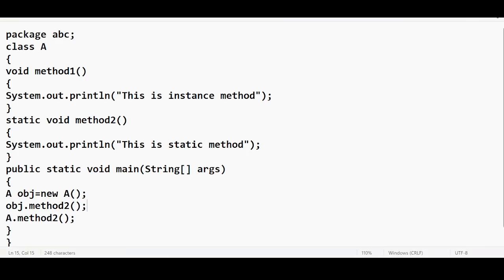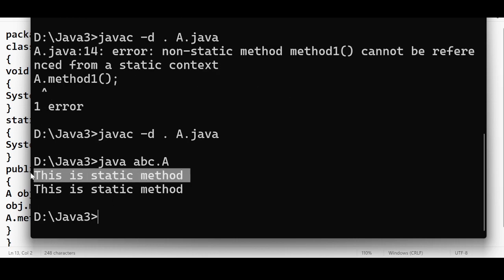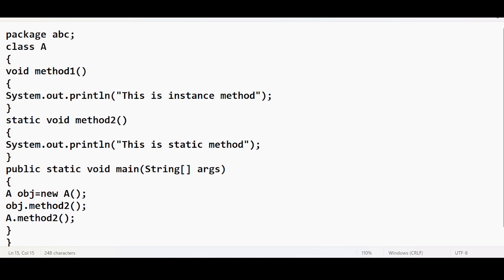See, let me run this. Compilation is successful. So this is static method. Why is it printed two times? This is one method called, first call. So for the first call, this M2 method will be executed, so the output is going to be this is static method in the console. Second method call. I am calling the methods in two ways. First way I am choosing the object reference. Second way I am choosing the class name. Right? So two times this is static method.